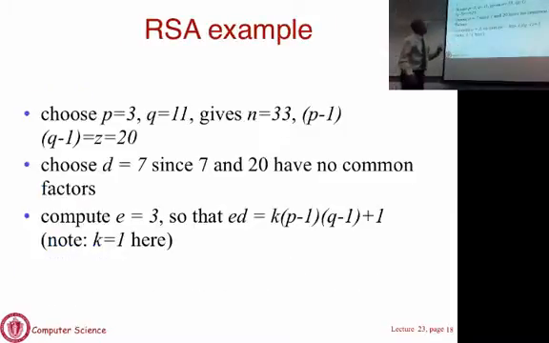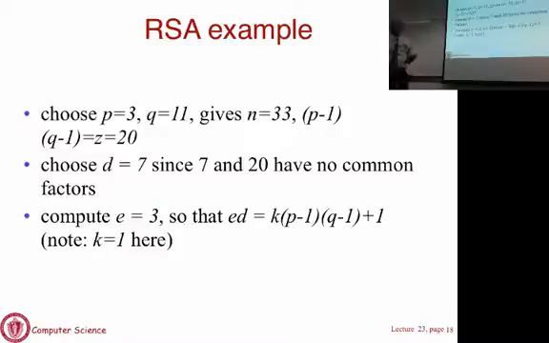So first we have to pick two prime numbers, P and Q. Let's say they are 3 and 11, both are prime. So N is 33, the product of the two. P minus 1 times Q minus 1 is 20, which is 2 times 10. Now you have to find some number that has no prime factors in common with 20. So we pick D as 7. 7 and 20 have no prime factors in common.